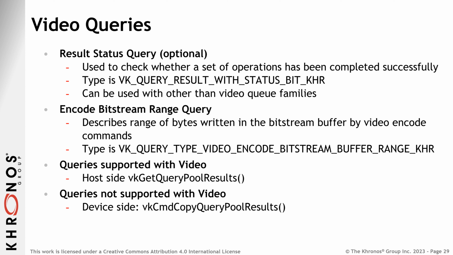Video queries are used to obtain the status of video decode and encode operations. In Vulkan video, the host-side vkGetQueryPoolResults function is used to obtain the status and results for a set of queries. The device-side vkCmdCopyQueryPoolResults command, which copies the results from the queries to a buffer, is currently unsupported in Vulkan video. To determine if a video decode command completed the decoding operation successfully, use the result with status query type. And to determine the size and the offset of the output bitstream within the output buffer when using the encode commands, use the video encode bitstream buffer range query type.